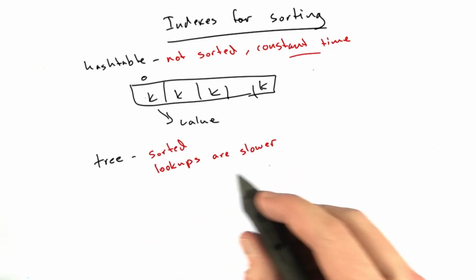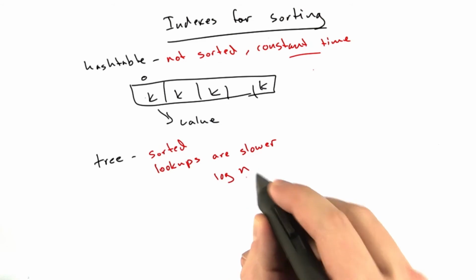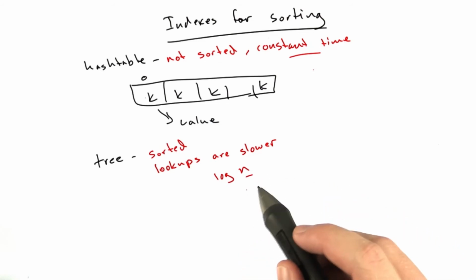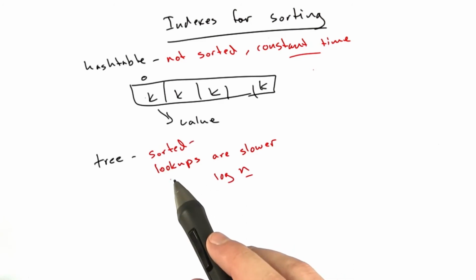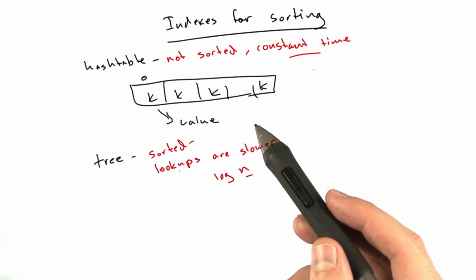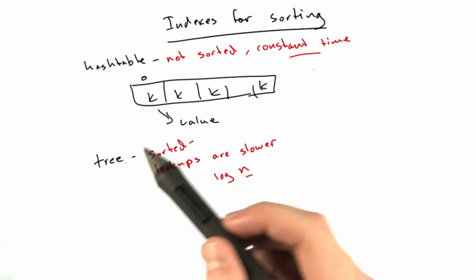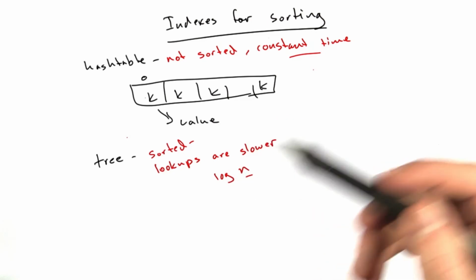And in a tree, the lookups are going to be roughly a function of log n, where n is the number of elements in a tree. So lookup speed decreases with the size of the tree. And depending on what you're going to use your index for, you may choose to use a hash table or a tree. Many databases let you choose. Some actually don't, or some choose for you.